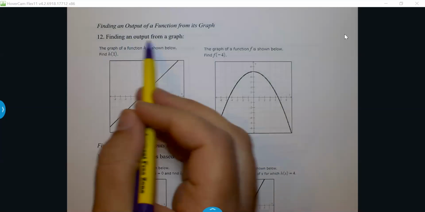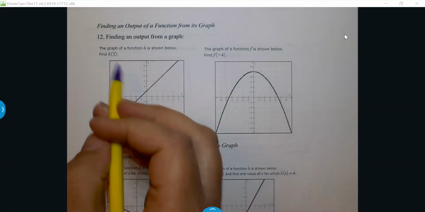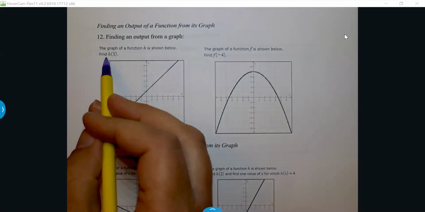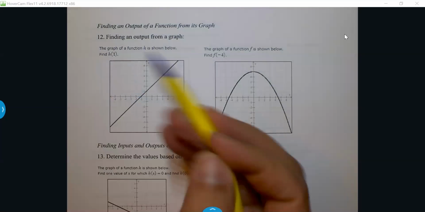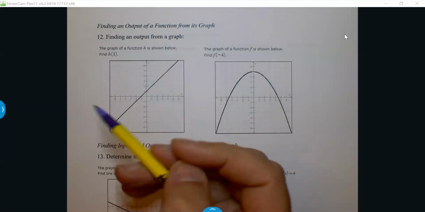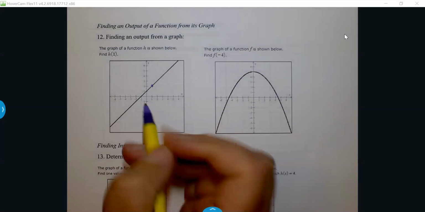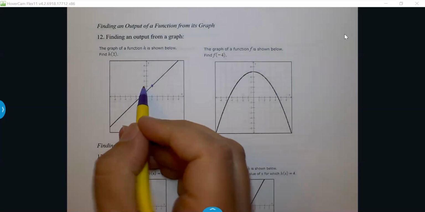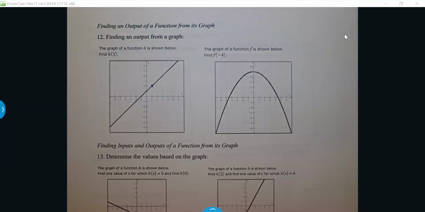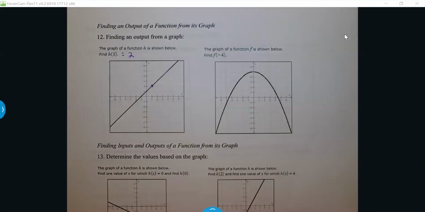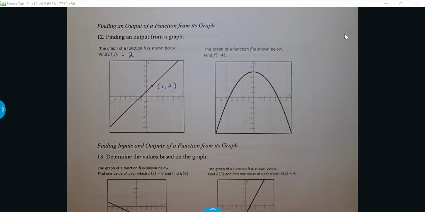So it says finding an output from a graph. You're given a graph, and then it says we need to find h of 1. So we're looking for the y value when x is 1. So we look at where x is 1. We find that point on the graph, which is right here, and we see that that outputs at a y value of 2. So h of 1 would equal 2 because this is the point (1, 2).